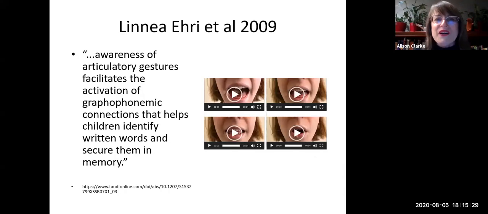Okay, so being aware of your mouth and of the articulatory gestures that you are making when you're talking and when you're saying those sounds helps children to identify the sounds and understand how they work with the letters and keep them in memory.